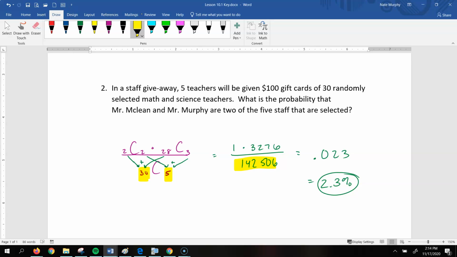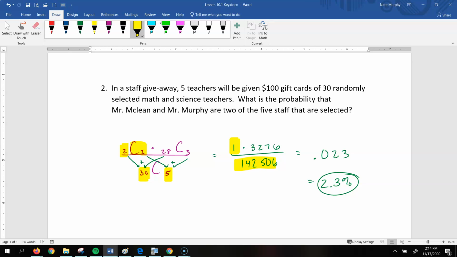Now we want to figure out what's the probability that Mr. McLean and I are 2 of the 5 staff that are going to be selected. So the way that we do that is, remember that when we talk about Mr. McLean and I, there's 2 of us, and we're going to select all 2 of us. So 2 choose 2. Now technically that just means there's one way for that to happen. But we still have other teachers that are going to be included.